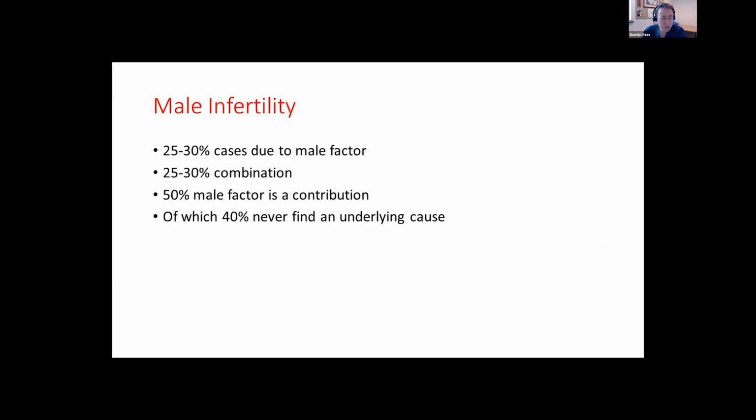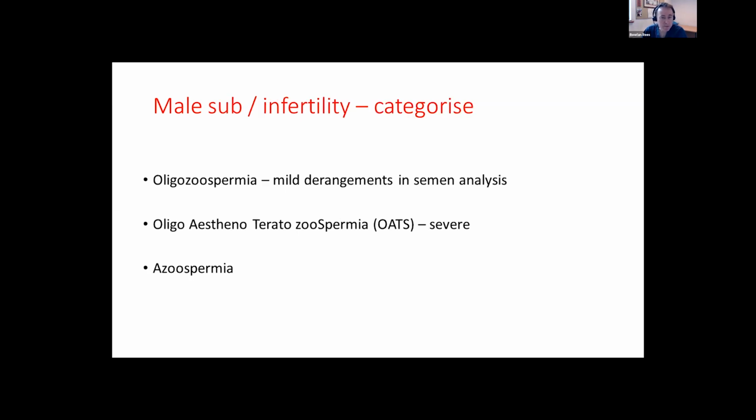Male infertility contributes in total to around half of all infertility cases, around 25% solely male factor, and a further 25% or so in combination with female problems. And we don't always find an underlying cause. In approximately 40%, there is no clear identified cause for the male factor problems.